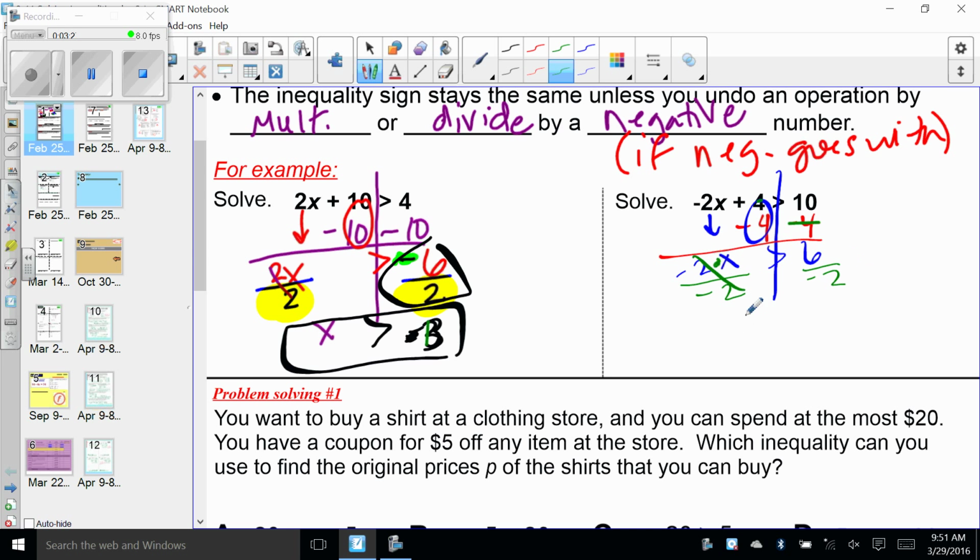So as I start to solve here, we get x, and now I have to make a decision on the sign. If at any point we multiply or divide by a negative, and the negative travels with us, we flip the sign. So let's take a look here. Did we divide by a negative, and did the negative travel with us?